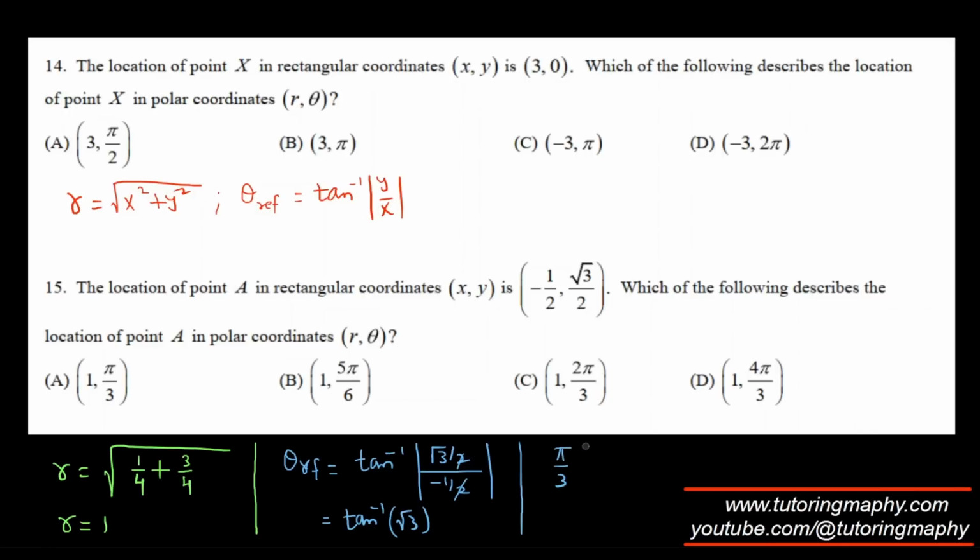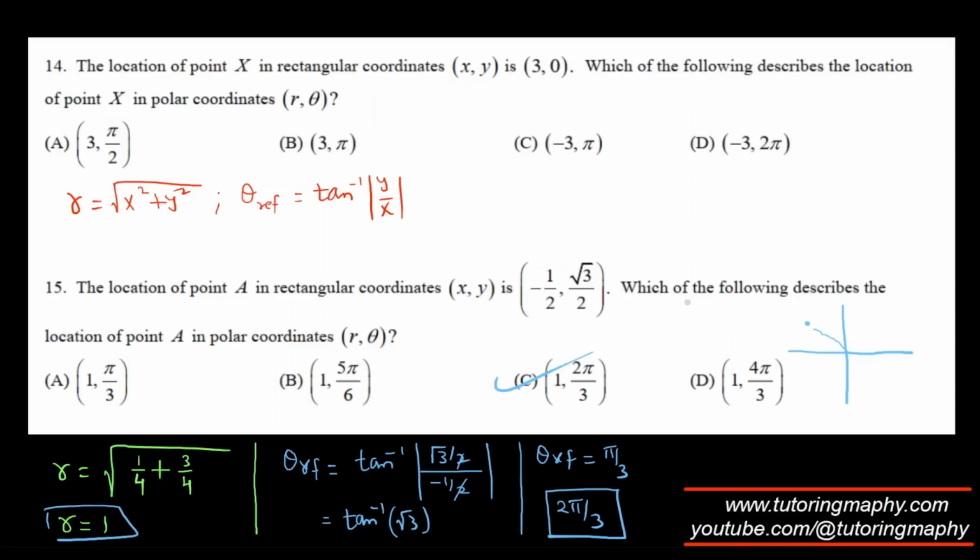It's in quadrant 1. But this is only the reference angle. I have to figure out the actual angle by plotting this, getting an idea of which quadrant this point is in. And this is in quadrant 2 because x is negative, y is positive. So I have to find what is the equivalent angle of pi over 3 in quadrant 2. And in quadrant 2, it is 2 pi over 3. So this is the angle and this is the r, which is option C. That is how we do it.